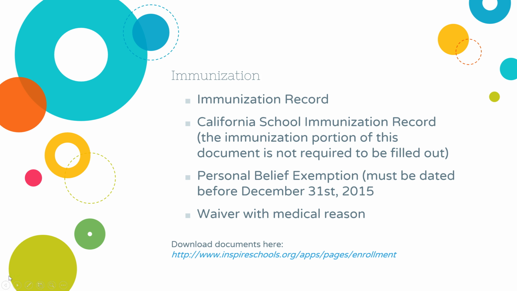Immunizations. Proof of immunization or documentation reflecting exemption. This may be an immunization record, a personal belief exception form, which must be dated on or before December 31st of 2015, a parent or doctor's statement of exemption, and lastly, if none of these are available to you, you may submit a California school immunization record. The link to this form has been provided in the description box below. Simply complete the child's demographic and contact information and sign the second page. The immunization information can be omitted.